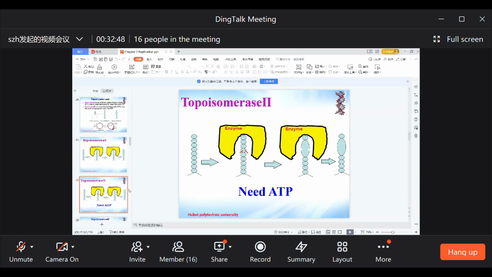Of these two kinds of enzymes, topoisomerase 1 doesn't need ATP and directly cuts one of the strands. And topoisomerase 2 needs ATP.